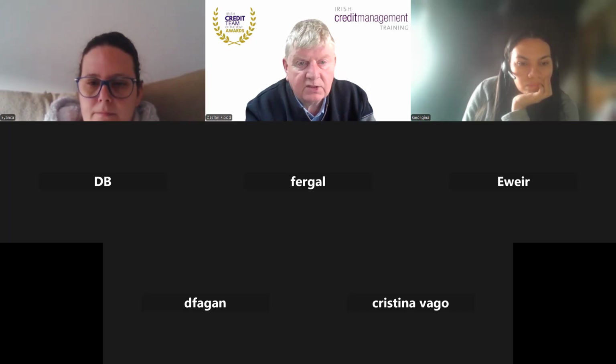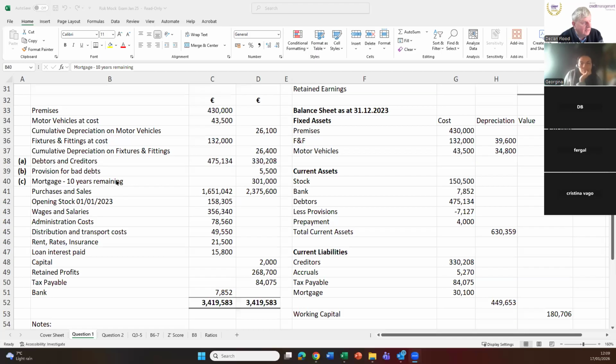Okay, I can just share, go back there. So it does say the mortgage, 10 years remaining, and you owe 301,000. So if there's 10 years remaining, that's 30,100 a year has to be paid. So 30,000 has to be paid next year. That's why it's the current asset.